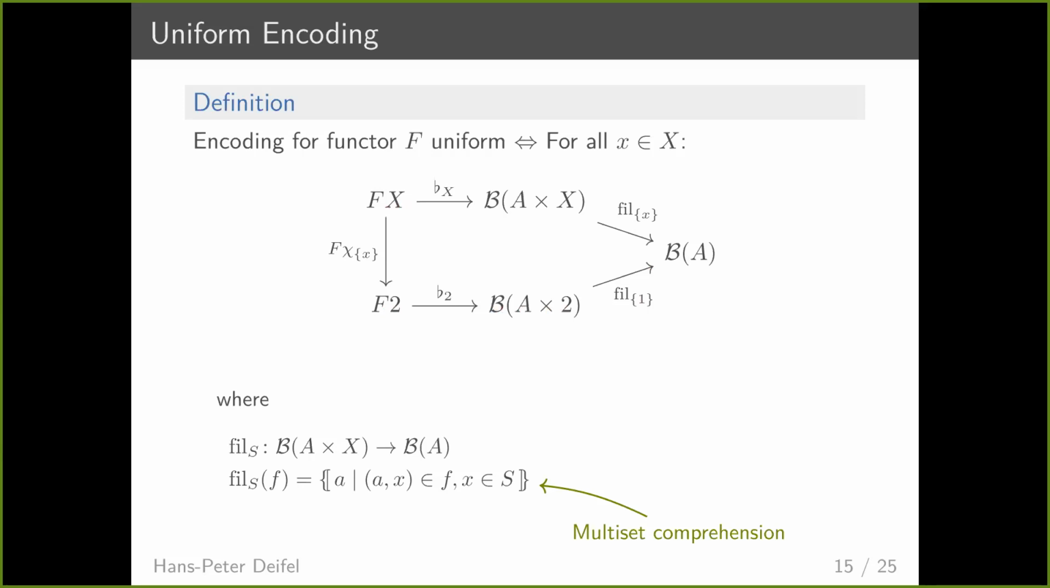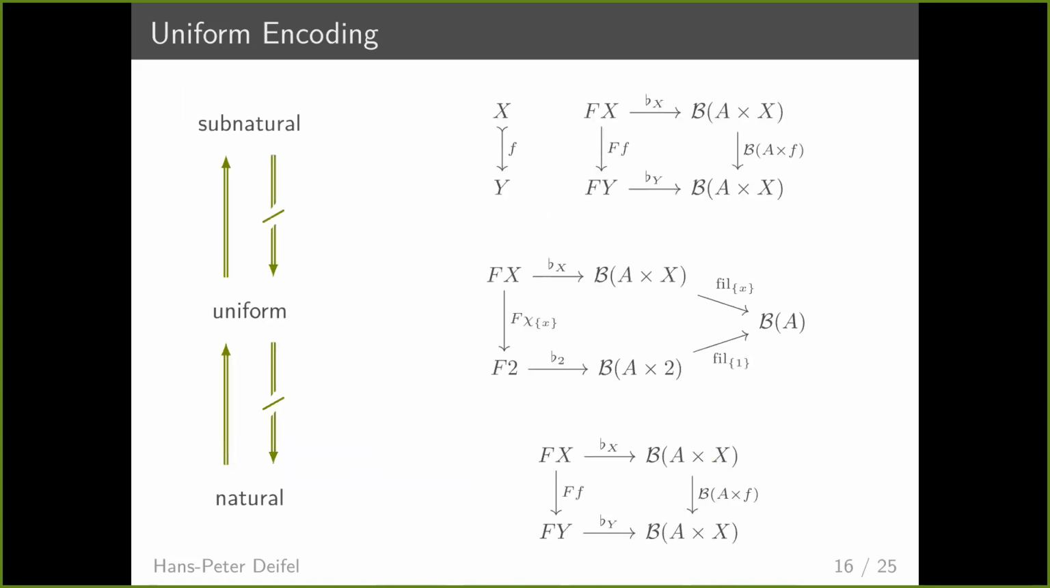And this is a slightly technical condition, admittedly, but it still fits very nicely between two standard notions, namely naturality and subnaturality. Here, naturality just means that the encoding map itself is a natural transformation, and subnaturality means that for injective functions, this naturality diagram commutes. And also the inverse implications don't hold in general.